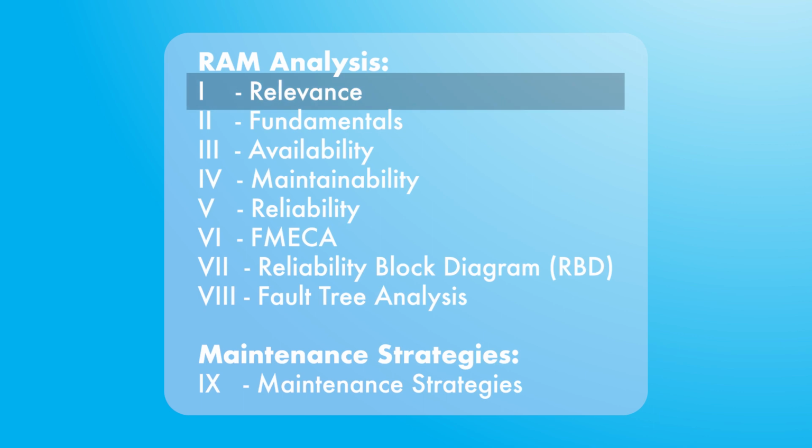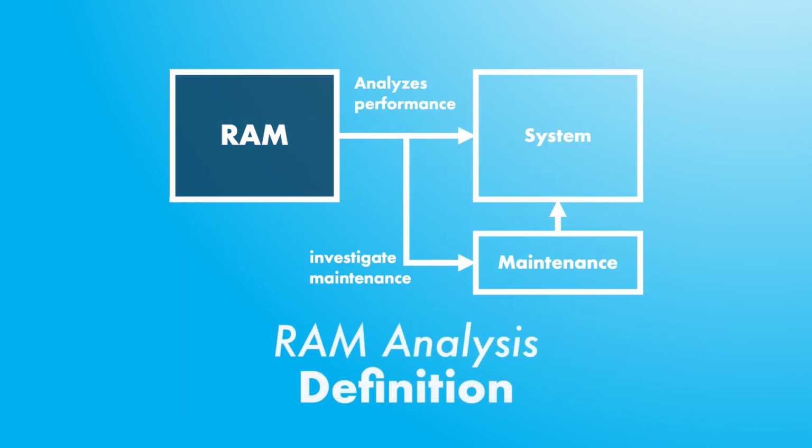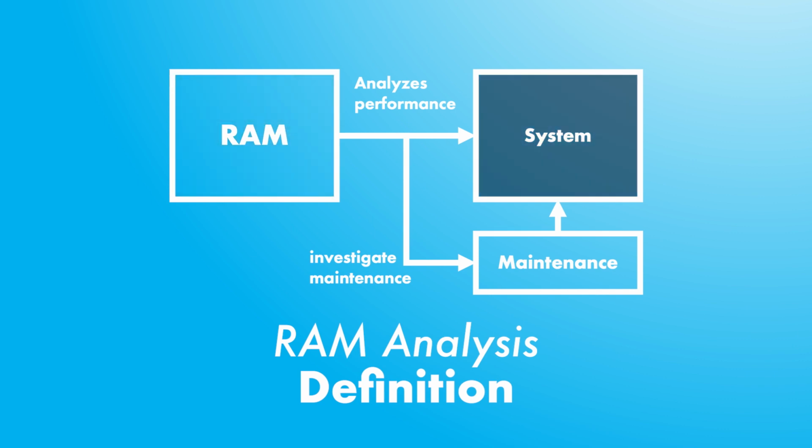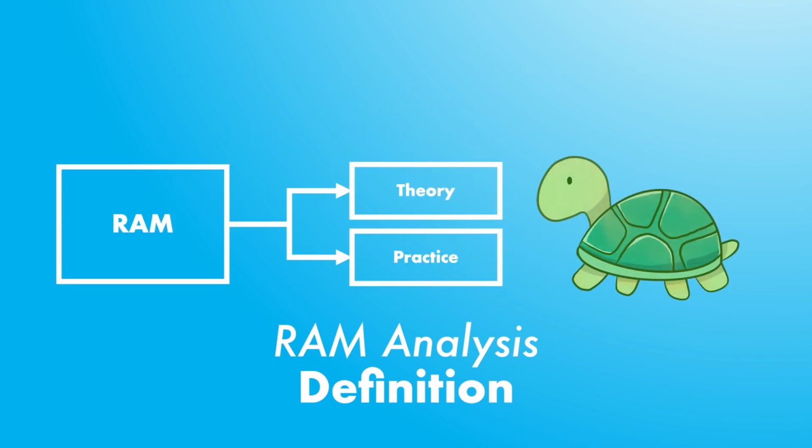Let us start by discussing the relevance of RAM analysis. RAM is a type of analysis that is used to assess if a given system, such as an aircraft engine, is performing well and if the maintenance is being done efficiently. This framework is in fact not new. It has been extensively discussed both in theory and in practice when we are analyzing complex and critical systems.